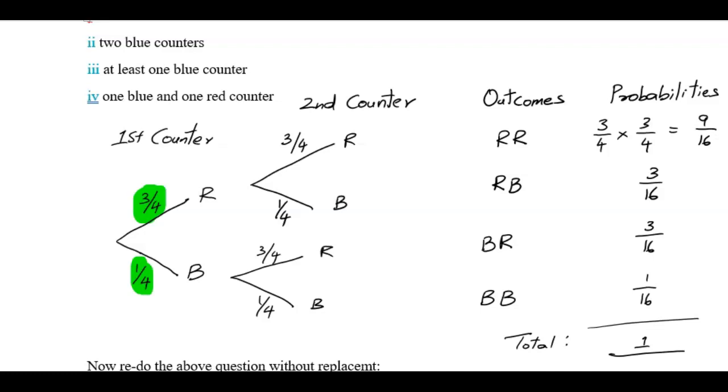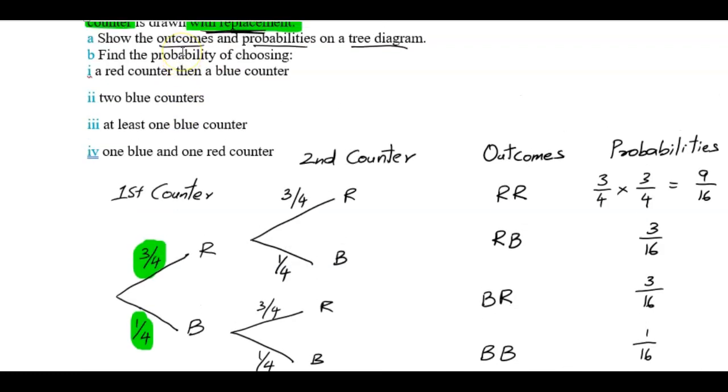Now let's jump into the second part of this question. The second part of the question is saying what is the probability of choosing a red counter then a blue counter, which is the second outcome that we have in here. So the red followed by a blue counter. What are the chances of that happening? The chances of that happening is equal to 3 out of 16. Right, beautiful. The chances of us getting 2 blue counters, that is our last outcome there, so 2 blue outcomes, B and P equals 1 out of 16.